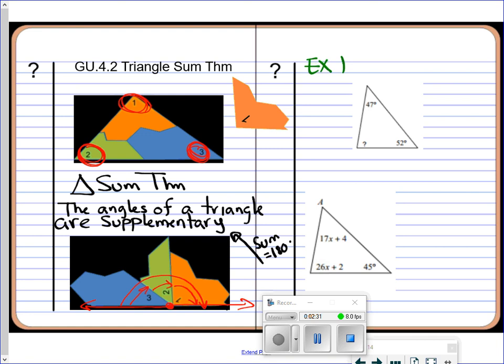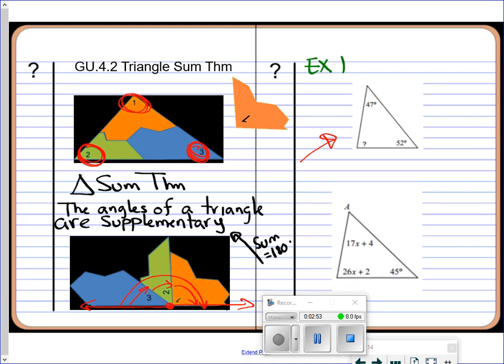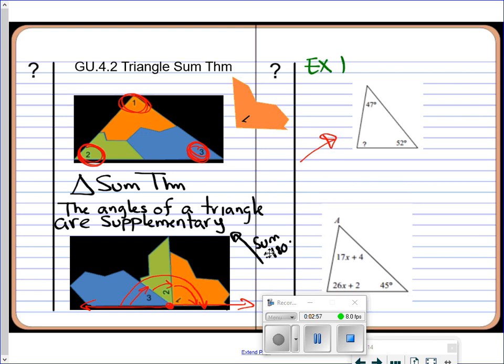Okay, so that allows us to approach a problem like this one over here by realizing the triangle's angles are supplementary. So if you don't mind, I'm going to call this one x, and I'm just going to simply write an equation for this. Now, some people would take 47 and 52 and just add them together and subtract it from 180. But what I want you to do is get used to writing equations, because when it gets hard, you won't be able to do what you just did, right? You'll be stuck.